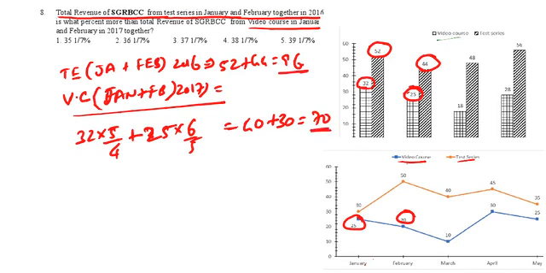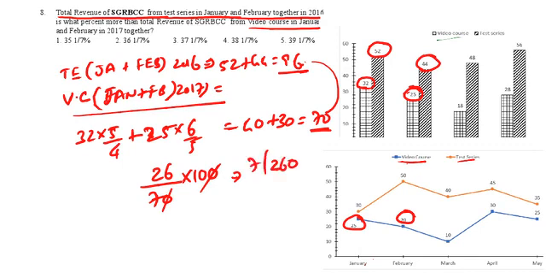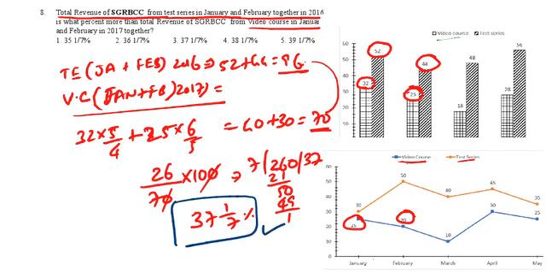Now 96 is how much more than 70? 96 is more than 70 by 26. From where it is more? 70 into 100. So 0, 0 cancel. 260 by 7. 7 3s 21, 7 7s 49. So we are going to get 37 1 by 7 percentage. 37 1 by 7 percentage means option 3 is the correct answer.